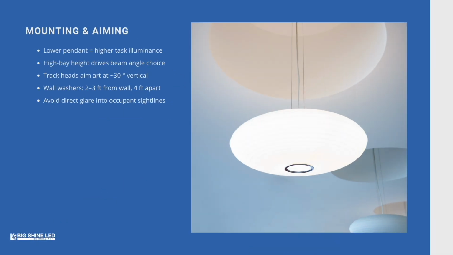Mounting and aiming beyond layout. Mounting height and aiming are critical. Lowering pendants increases intensity at task surfaces but reduces coverage. Wall-mounted sconces should be placed to avoid glare. When lighting artwork or displays, use a 30-degree angle from the ceiling to reduce shadows and reflections. For wall washing, place fixtures 2 to 3 feet from the wall and about 4 feet apart. This gives smooth vertical coverage without harsh streaks.